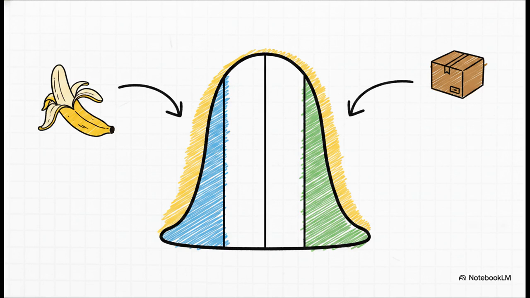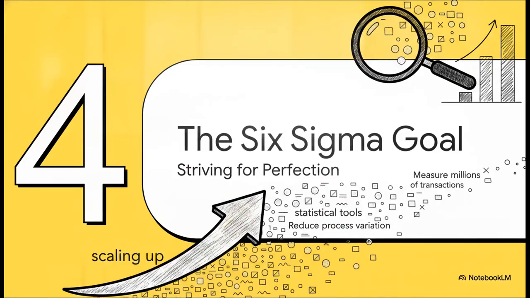Whether you are measuring the turnaround time of a return shipment or the weight of a package, by converting everything into a z-value, you can compare apples to oranges and instantly show the executive board how capable your processes truly are.